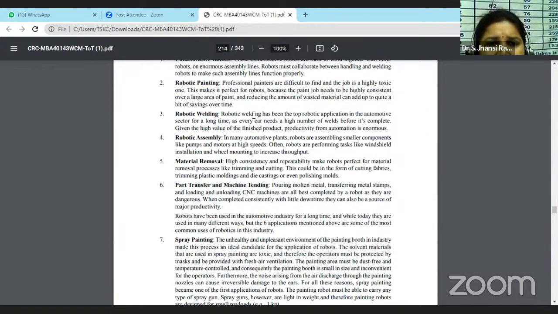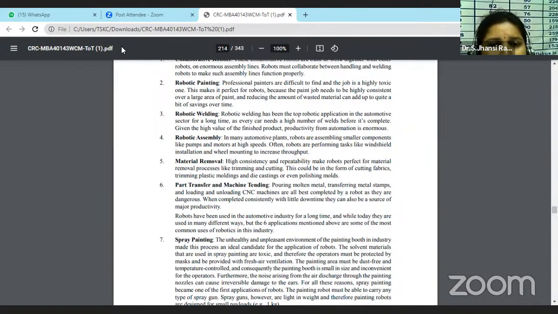Next, robotic welding has been the top robotic application in the automotive sector for a long time. As every car needs a high number of welds before it is complete, there is a lot of demand, and it gives a high value to the finished product. Productivity from automation is enormous.